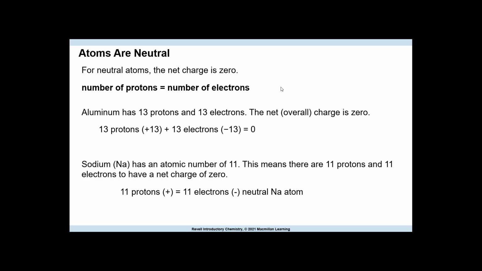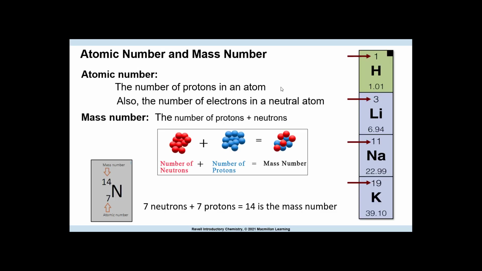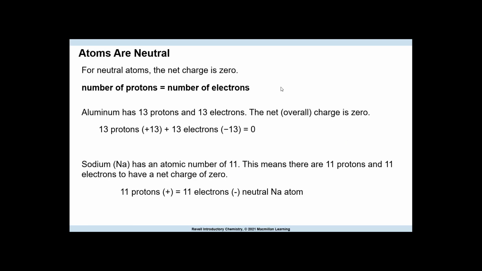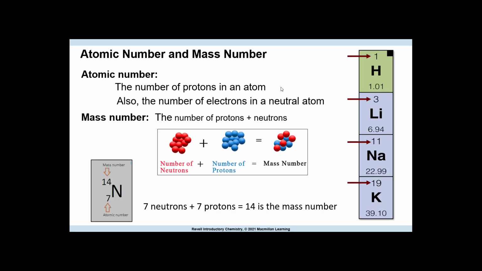Aluminum, for instance, has 13 protons. It also means it has 13 electrons, even if I'm not saying that portion of it, because we're talking about neutral atoms. So the net overall charge is 0 because 13 are positive, 13 are negative, and they cancel each other out. Sodium, and this one you can see here, has an atomic number of 11. When I say atomic number of 11, that means there are 11 protons. That also means they have 11 electrons because it's at a net charge of 0. So it balances each other out. That's what atomic number, the number of protons in an atom, means. It also means the number of electrons in a neutral atom. The key being neutral, balances each other out.